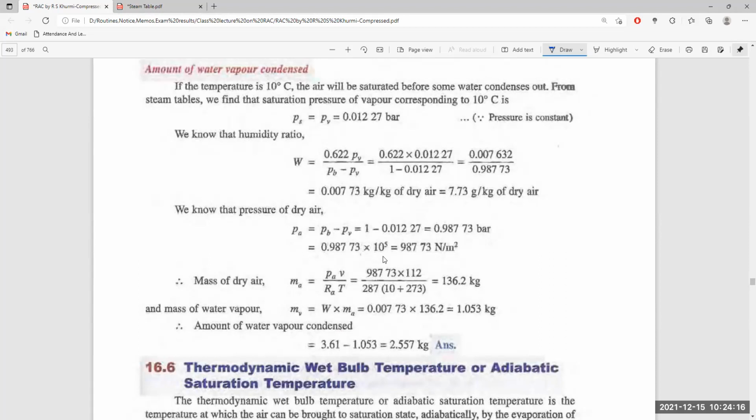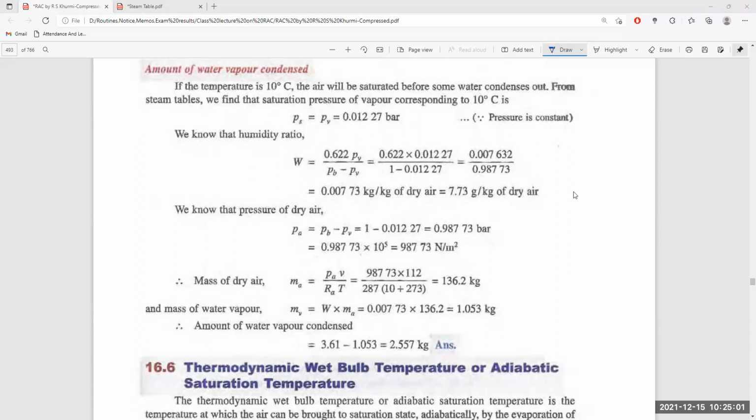We know that pressure of dry air, PA, is barometric pressure minus Pv, that is 1 minus 0.012, which is equal to 0.987 bar, that is 98773 Newton per meter square.